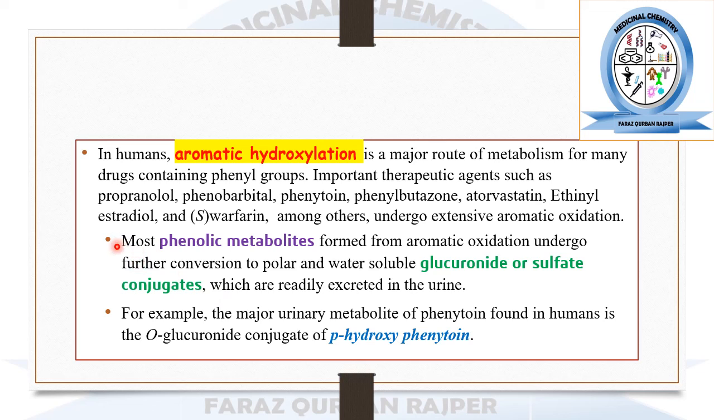Means over here I am referring to the fact that when a drug undergoes aromatic oxidation, it may undergo further conjugation reaction. The type of conjugation reaction required for a phenolic metabolite can be either glucuronide or sulfate conjugation, and after that the drug will become highly polar. The metabolite of the drug becomes highly polar, and now it can be excreted in the urine. For example, the major urinary metabolite of phenytoin found in humans is the O-glucuronide conjugate. The example is para-hydroxyphenytoin.